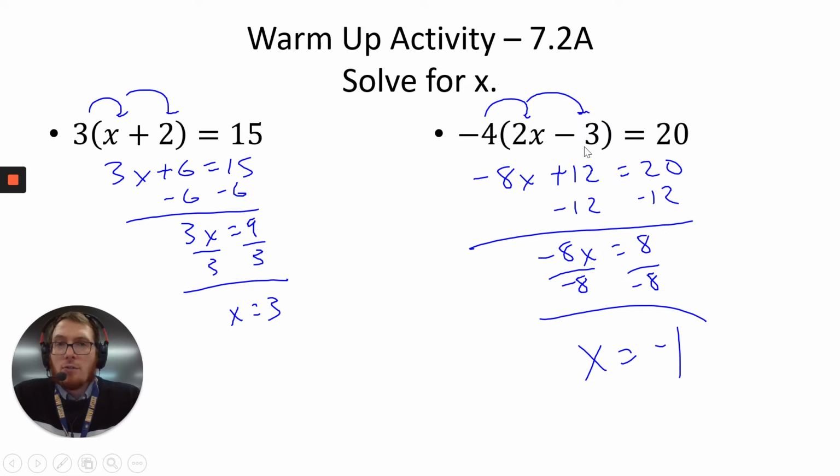And then from there, it's a two-step equation. To get rid of plus 12, I do minus 12 on both sides. I get negative 8x equals 8. I divide by negative 8 because the coefficient here is negative 8. And a positive divided by a negative would be negative 1.